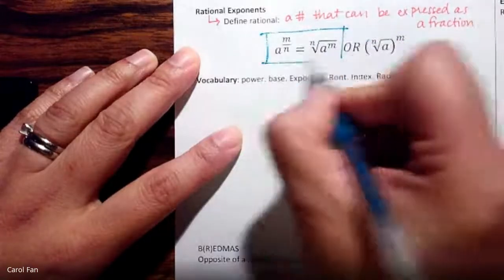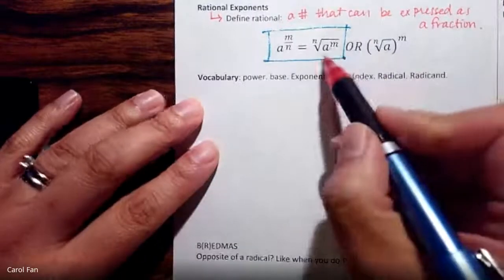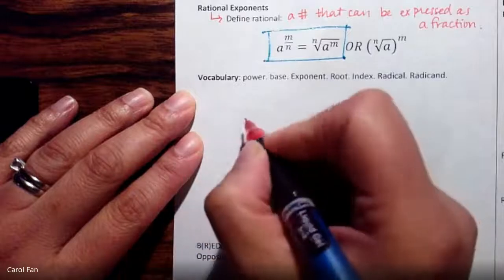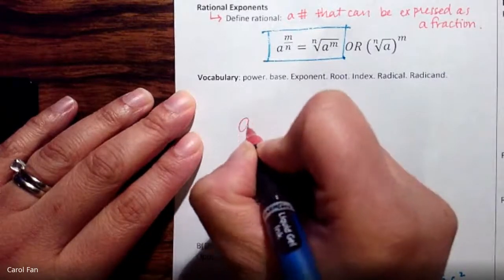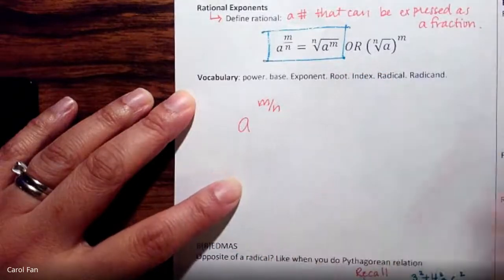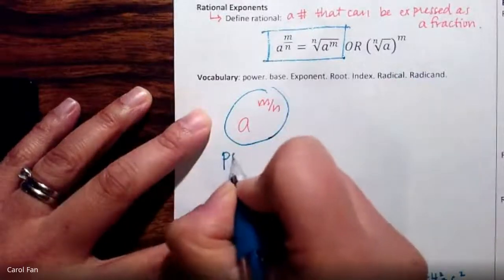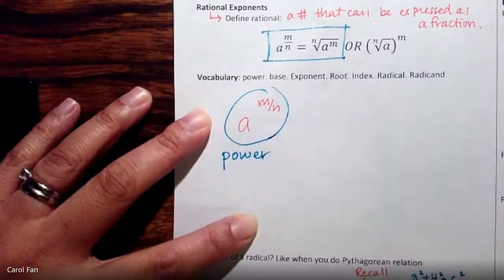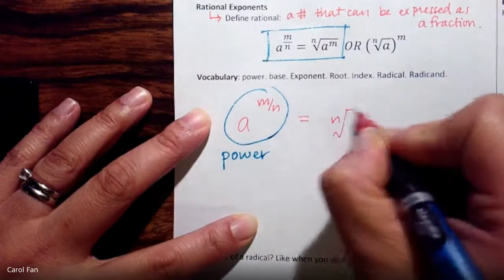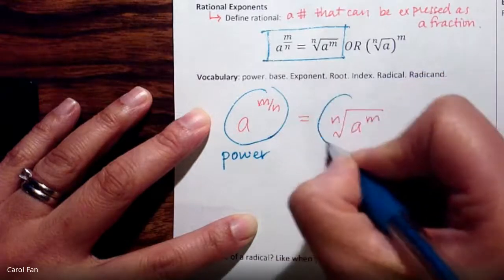The rule states that we can rewrite that as the nth root of a to the power of m. So let's take a look at that more carefully. We're going to introduce some vocabulary along the way. So first of all, this entire thing is called our power. And on the other side, this entire thing is called a radical.